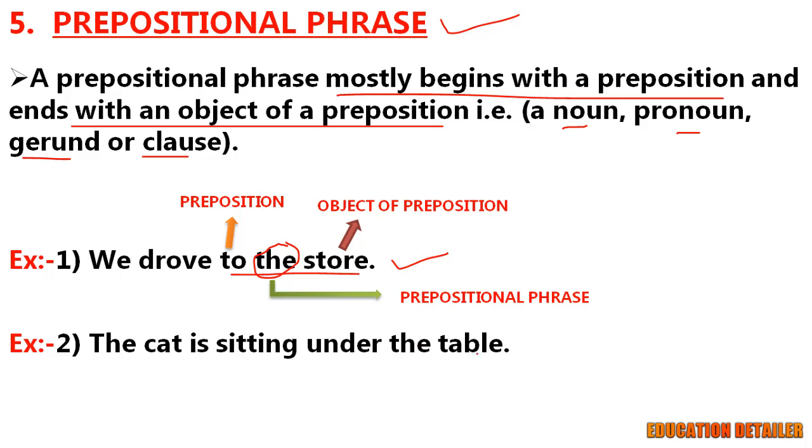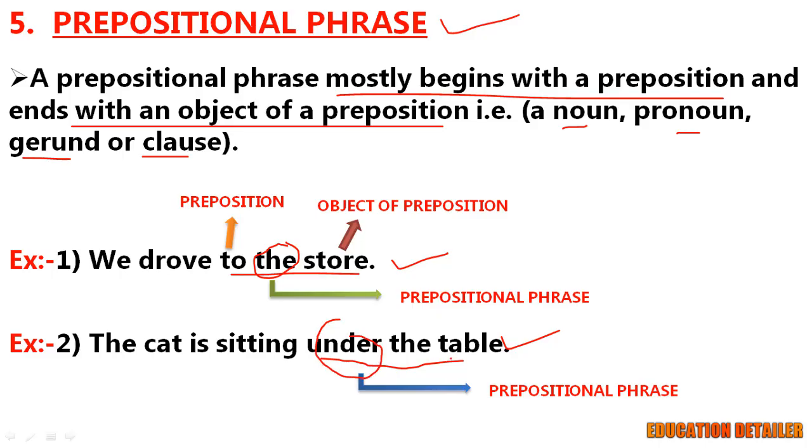In the second example, the cat is sitting under the table. The phrase under the table started with a preposition under and ends with an object of preposition table. Hence, it is a prepositional phrase.